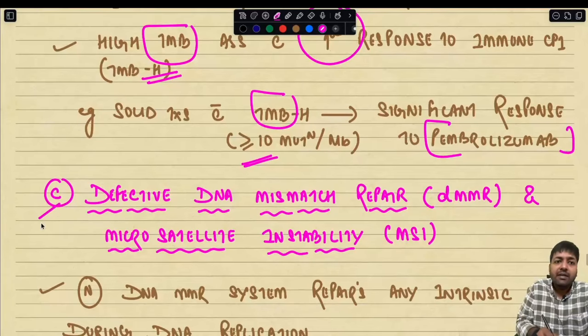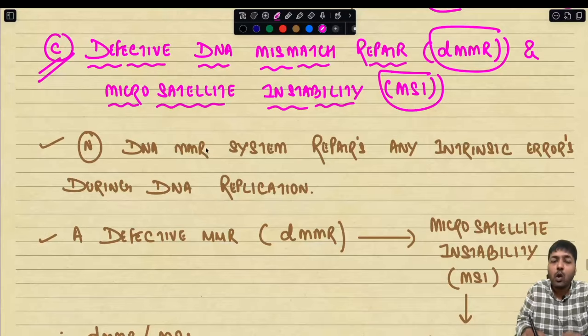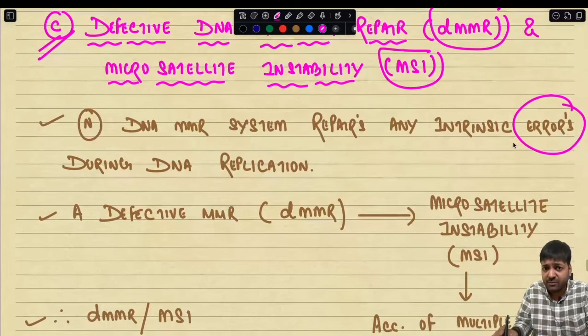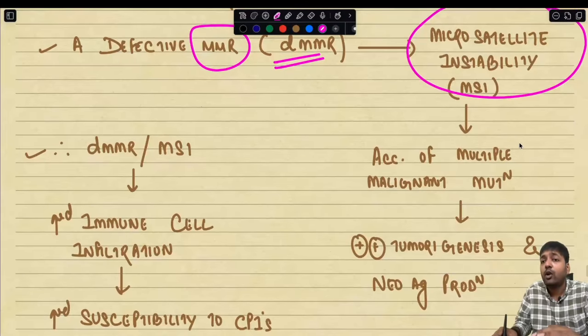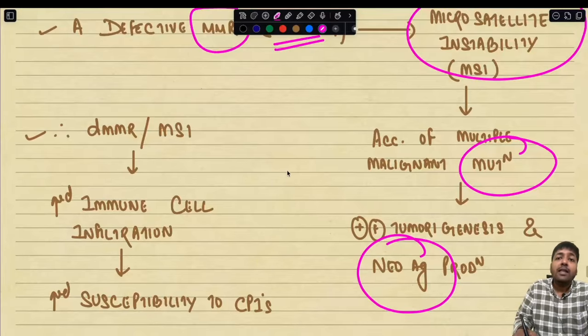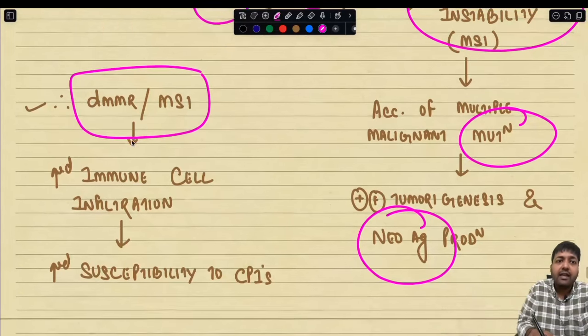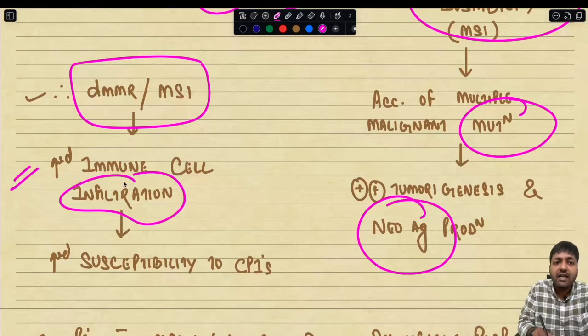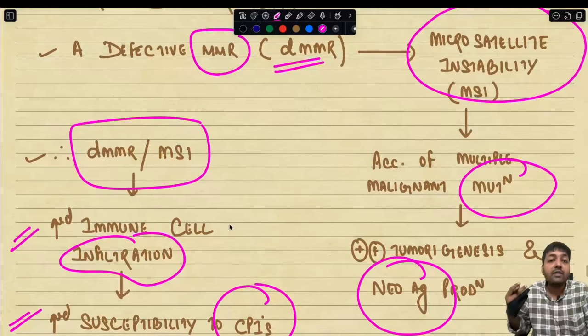Okay. Number C, defective DNA mismatch repair and microsatellite instability. Now remember, normally the DNA mismatch repair system repairs any intrinsic errors during DNA replication. A defective MMR, like dMMR, leads to microsatellite instability, leading to accumulation of multiple mutations, which is going to facilitate tumorigenesis and neoantigen production. Very importantly, dMMR or MSI leads to increased immune cell infiltration, leading to increased susceptibility to checkpoint inhibitor therapy. So this is the importance of microsatellite instability.